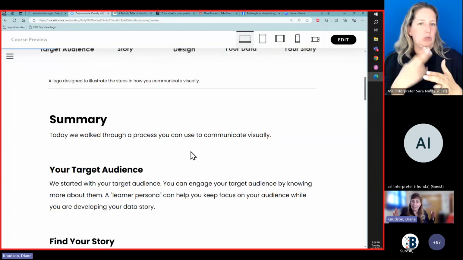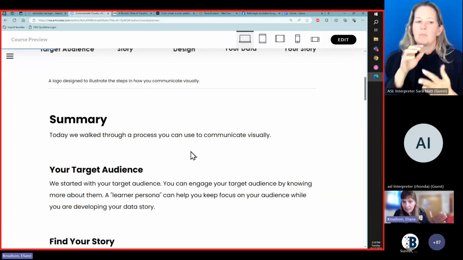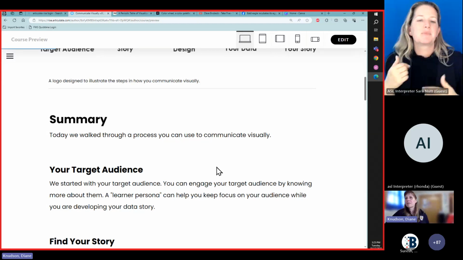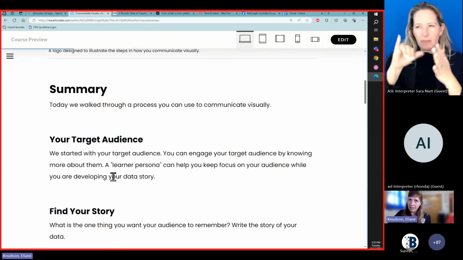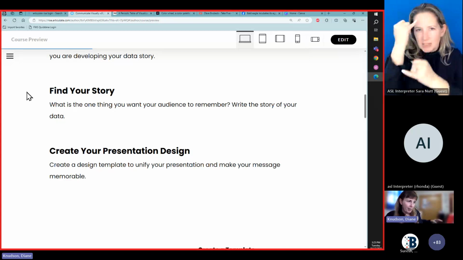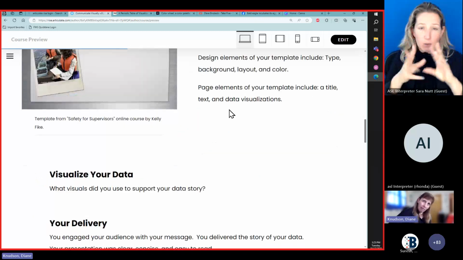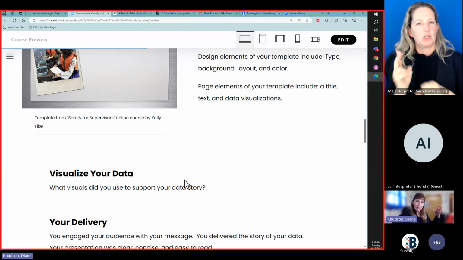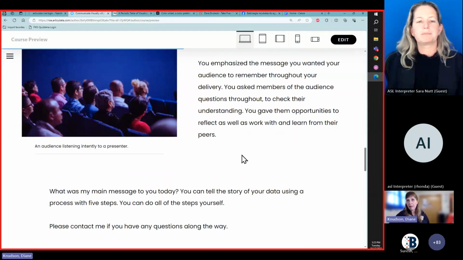We walked through a process that you can use to communicate visually. You started with your target audience, remember that, about 100 years ago, and talked about a learner persona, and that you can focus on a learner persona as you're developing your presentation. We talked about finding your story and creating your design and a template, and using some of those online tools. How do you visualize your data? And finally, how do you deliver your message?